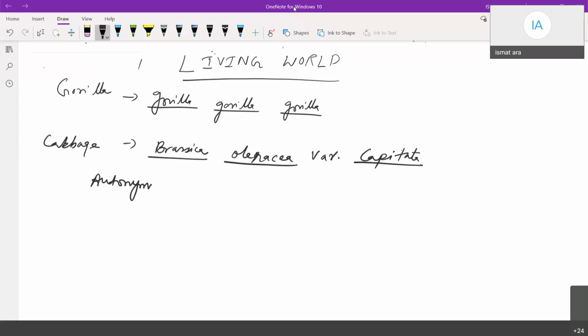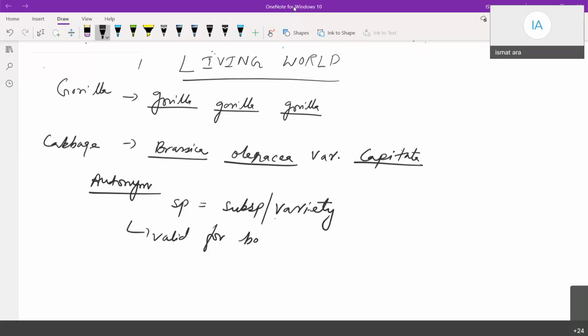Autonym. Now, what is autonym? Suppose when species name and subspecies or variety, variety we are using for plant and subspecies for animal, when both names are same, they are called autonym. Now, this is valid for botanical and zoological nomenclature. Means only for plant and animal nomenclature. Only for plant and animal.